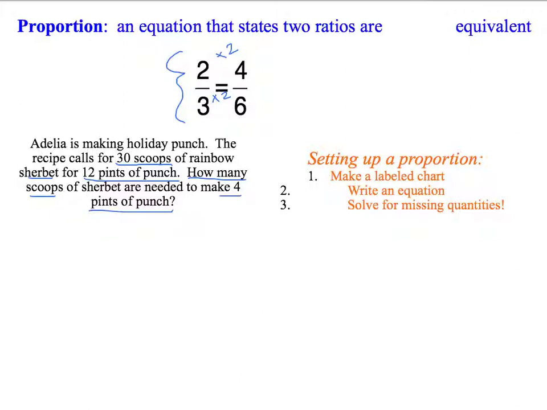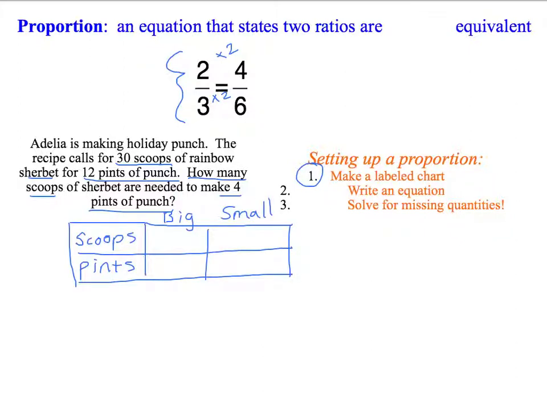So the first step is to make a labeled chart. I went ahead and did that step for you. So make sure you have a chart that looks like this on your paper too. So our big recipe, which is the original recipe, says 30 scoops of sherbet. So scoops of sherbet for the big one is 30 scoops for 12 pints. And now it wants to know how many scoops of sherbet, so we don't know how many scoops, so we'll give that a variable like x, are needed to make 4 pints of punch.